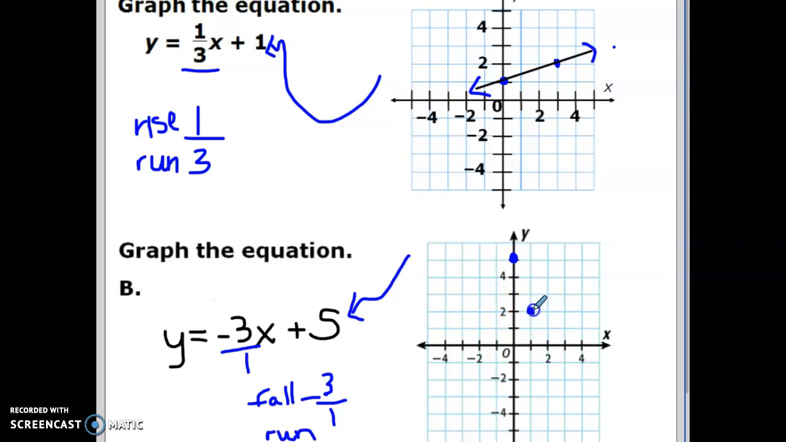You could stop right there, but I'm going to do it one more time. Fall 3 spaces, run 1. I'm going to do it one more time because this is really fun. So 1, 2, 3, run 1.